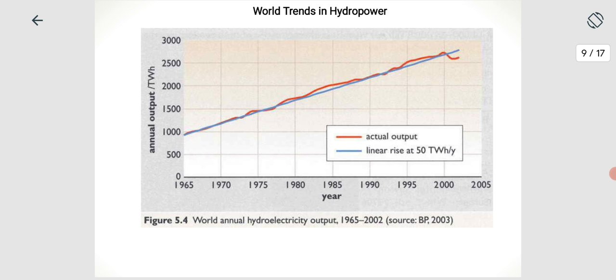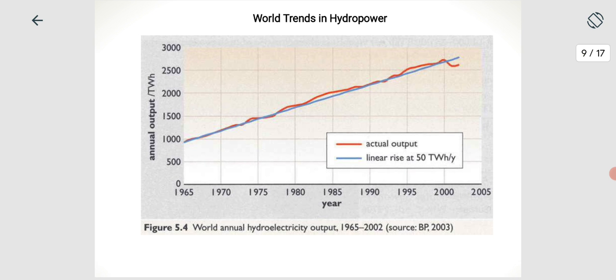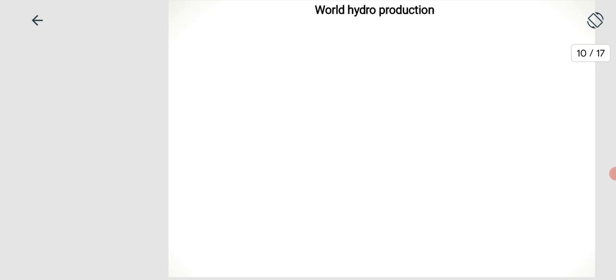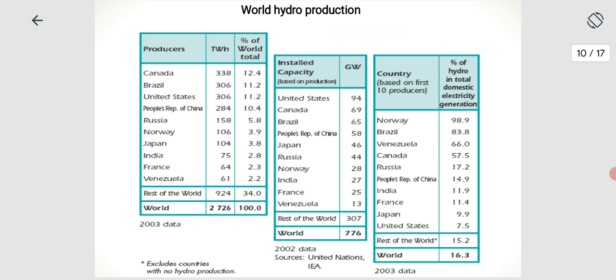From 1965 to 2005, they analyzed the world trends in hydropower. So in 1965 the actual output was about 1000 terawatt hours. That is the graph that should be mentioned. So what will be the output of hydropower?